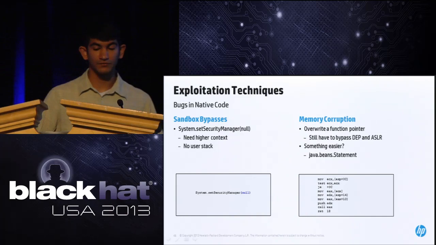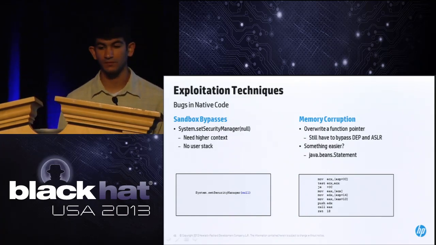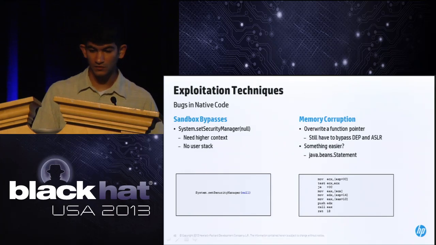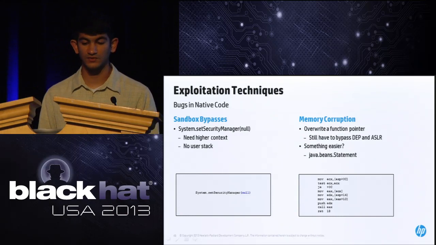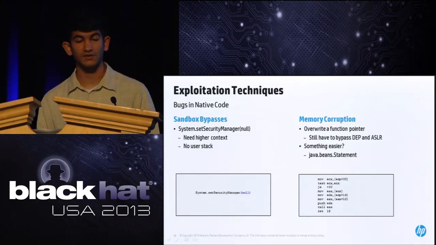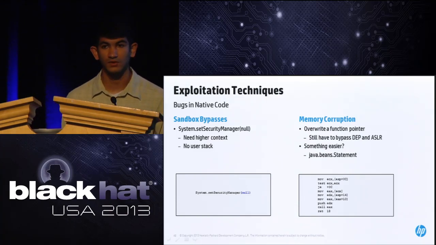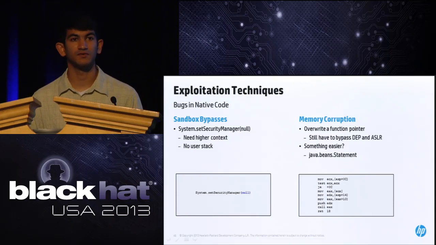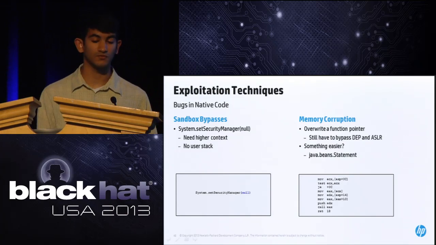All right, so I'm going to go over some of the end goals for Java exploitation, and then I'll tell you a useful technique for memory corruption vulnerabilities, and then I'll finally go over a piece of malware that shows a sandbox bypass. So essentially there are two main tenets. There's sandbox bypasses where you essentially just need to run System.setSecurityManager(null). Nullifying the security manager means once you can run anything you want, you could download whatever you want, do whatever. The problem with that is you need a higher context than you're given using an untrusted applet, and you also have to have no user stack frames.